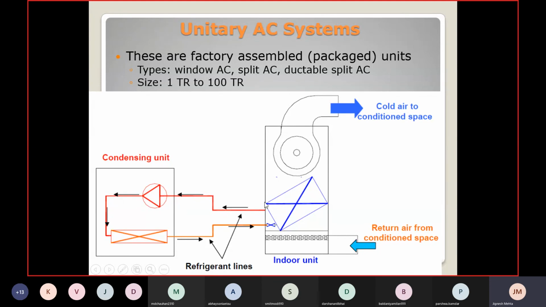So this may be the low temperature refrigerant going into this system and coming out, and you are taking the air from the conditioned space, filtering it, and reducing the temperature and humidity, and then carrying it to the different points in the space and distributing it there. Ductable split ACs can even go up to 100 tons of refrigeration. These are factory assembled units, not prepared or assembled at site.